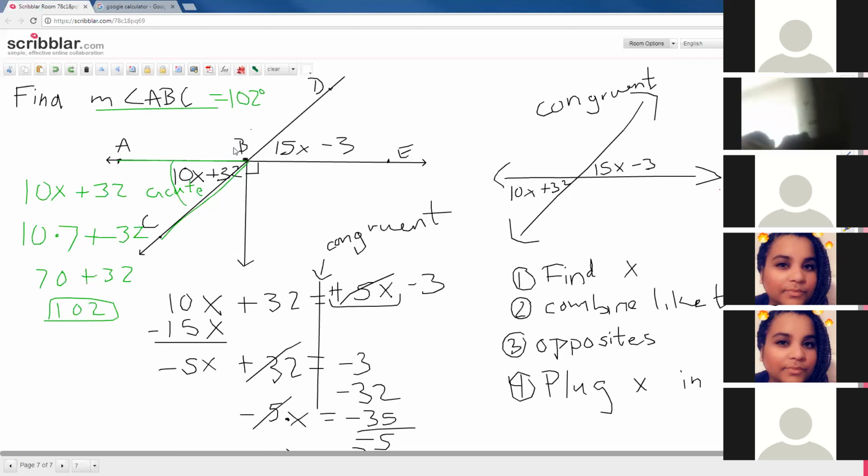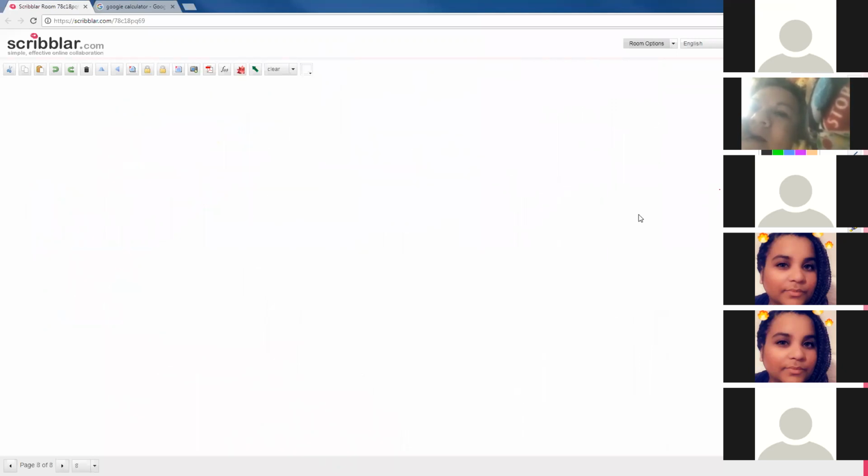Yep, ABD looks like 102. I just made up equations that I knew would work out. I should have probably put the 10x plus 32 up here and the 15x minus 3 down here. But that's because I'm only one person. On the OGT, they have multiple people that check everything so that stuff like this doesn't happen. And I did want to do a parallel line one, but I forgot to draw it in.